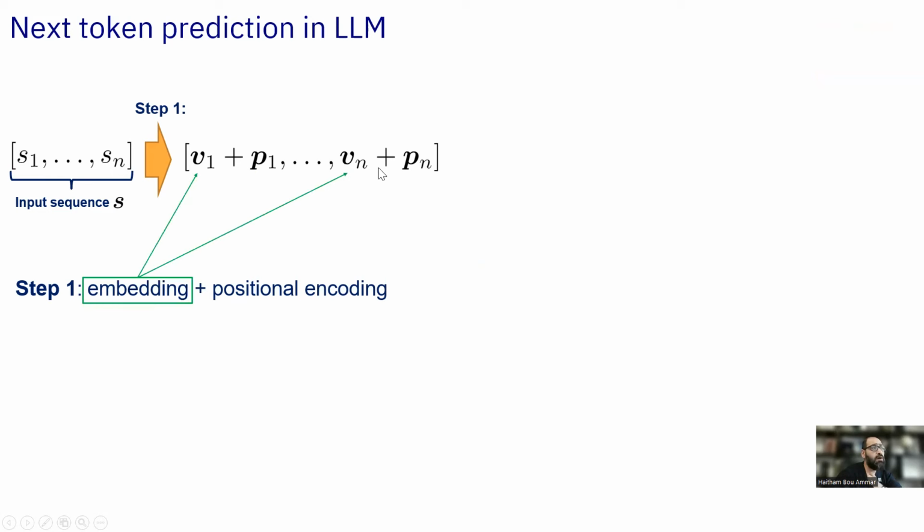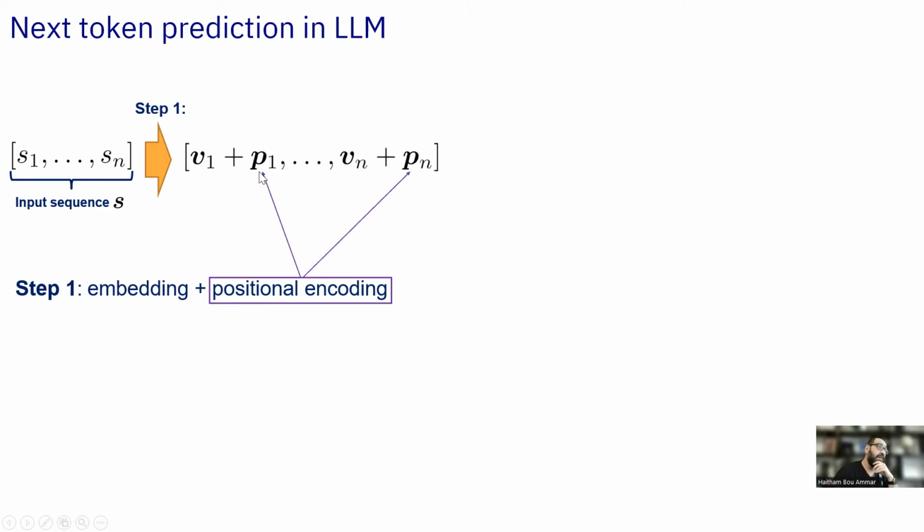So the embedding is V1 up to Vn. Those are embedding vectors. Remember what vectors are. And then we also have positional encodings, P1 up to Pn, and then we add the embedding plus the positional encoding, and that's the first step we're going to do.